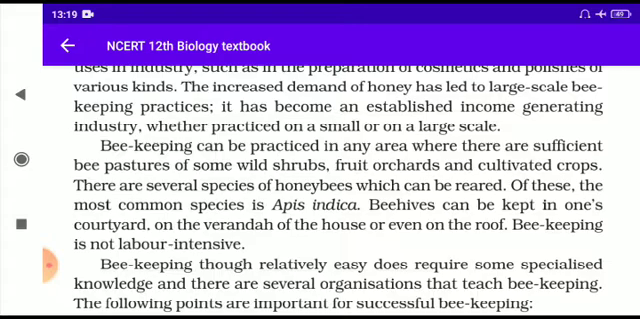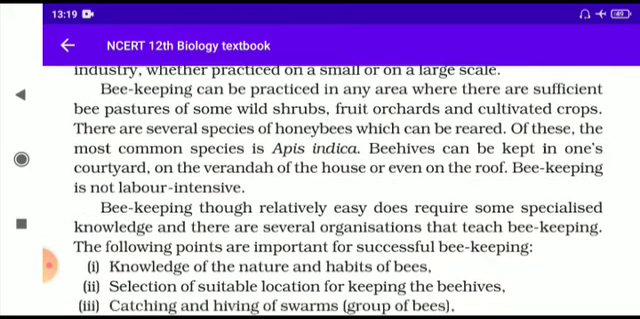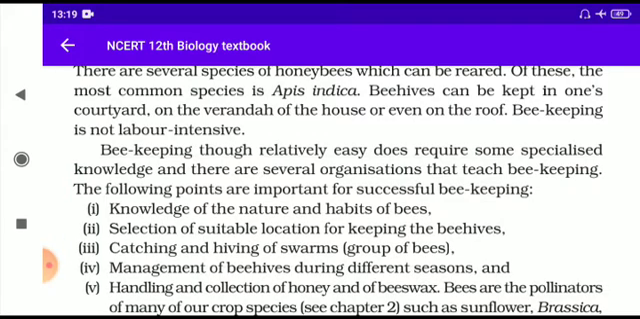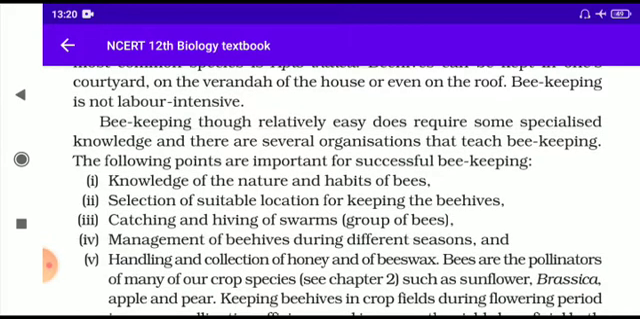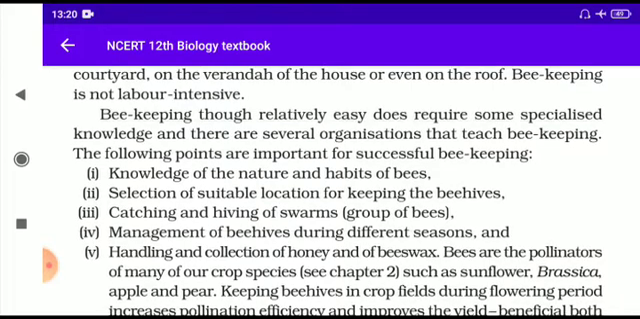Beekeeping is not labor intensive. So, we all may adopt this process for the production of honey. Beekeeping, though relatively easy, does require some specialized knowledge, and there are several organizations that teach beekeeping. So if we are planning for beekeeping, then we can take suggestions from different organizations to teach us how to keep bees.